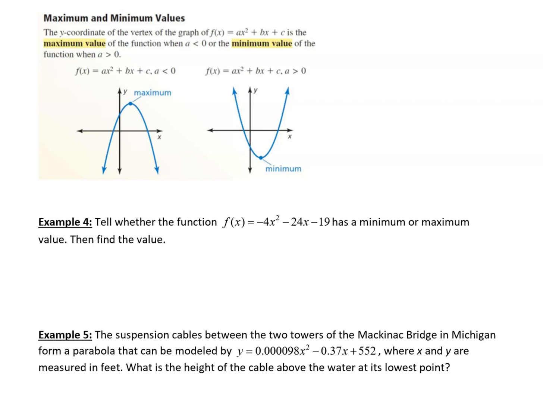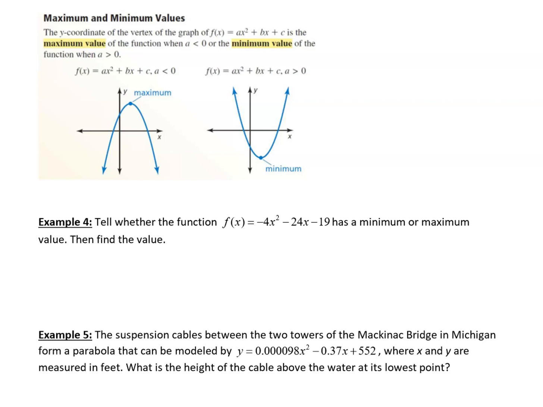Okay, in this video we're going to talk about finding the maximum and minimum values of our quadratics. In the introduction, I told you that the minimum or the maximum always happens at the vertex. So if the vertex is the highest point, it's going to be the maximum. If the vertex is at the lowest point, it's going to be the minimum.